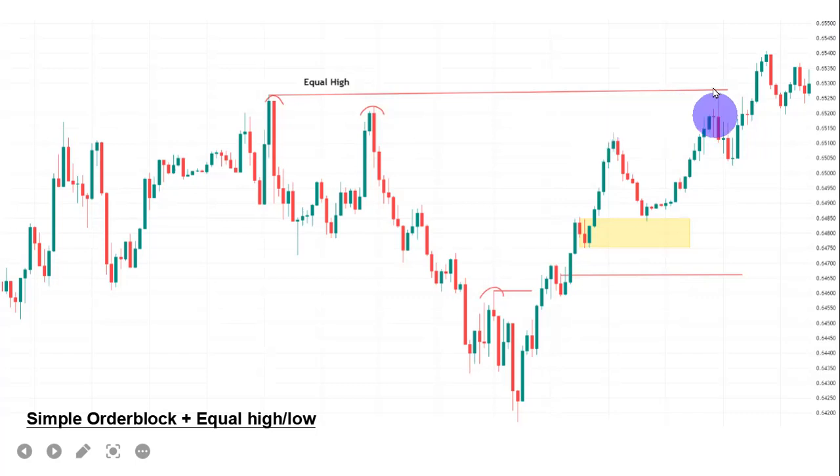But that becomes your best level for taking profit. So this is the simple order block plus the equal high/low, which is my second best order block setup.